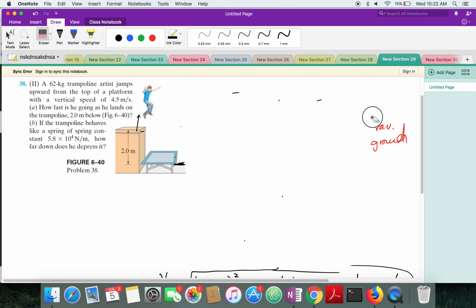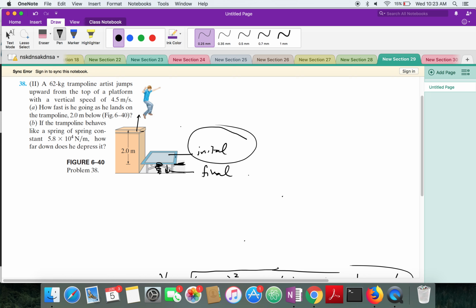So the way it works is like this. We're going to say this is the initial state, when he hits here, that's initial. And then this thing is like a spring, so it's almost like there's a spring, and it's going to depress a little bit. Maybe it depresses to there when he hits it, and that's going to be the final state. So all of this kinetic energy is going to be converted to that. The kinetic energy that he has is going to be equal to the potential energy stored in the spring. This is not gravitational potential energy.